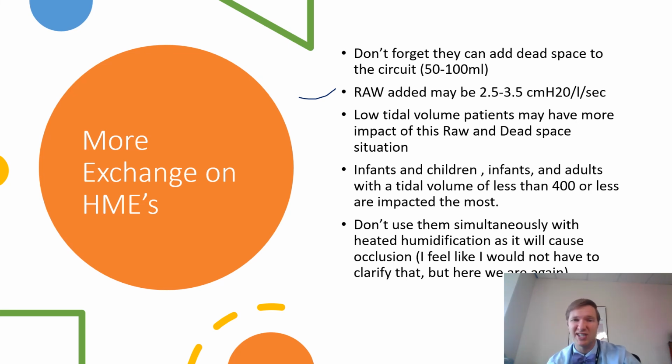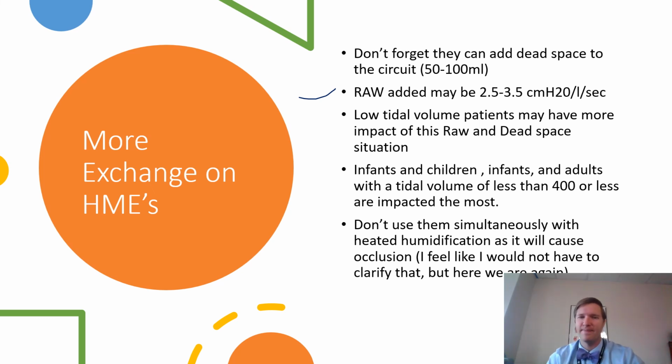Low tidal volume patients is the next bullet point here. Low tidal volume patients may feel more impact from this airway resistance and dead space situation. So as we start to turn down, and let's say we're going to permissive hypercarbia, where we're allowing their CO2s to go up and their pHs to go down a little bit, still within survivable range, not perfect range, but survivable range. The whole reason for that is to protect lung tissue from damage. So when we're doing this, we need to make sure we're not causing harm by leaving something like an HME in place where they're not having as good of a ventilation.